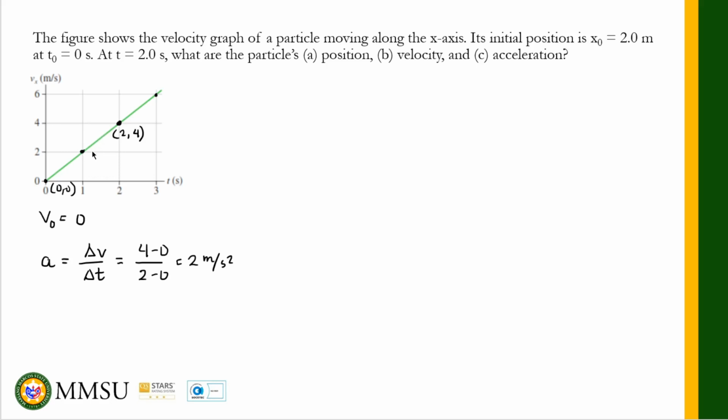We are also given x sub o. Based from the problem, x sub o is 2.0 meters, and the initial time is also 0 seconds. Now, when time is equal to 2 seconds, for letter A, what is the position?